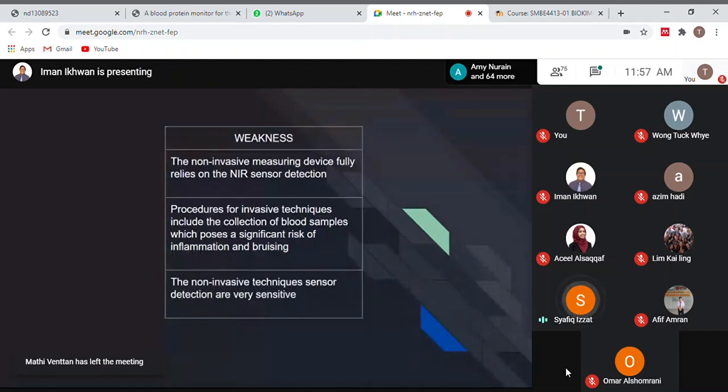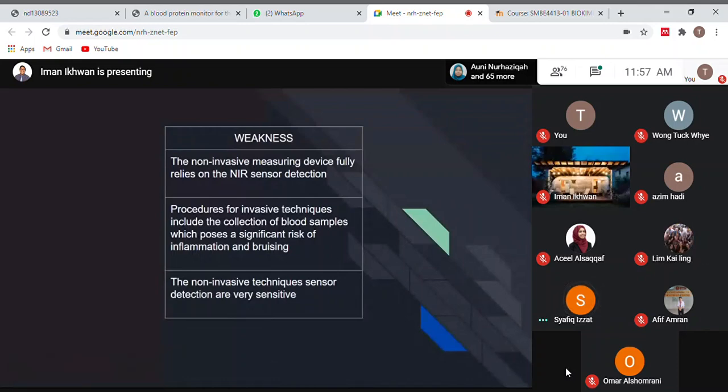Second, for the invasive technique, the procedure includes the collection of a blood sample, which exposes the patient to risks such as inflammation and bruising. And lastly, non-invasive technique sensor detection is very sensitive, and it may be caused by not being powerful enough to clamp a patient's finger. Second, there is the risk of light entering and being detected by the photodiode, and the thickness of the patient's finger may also affect the accuracy of the cholesterol level result.